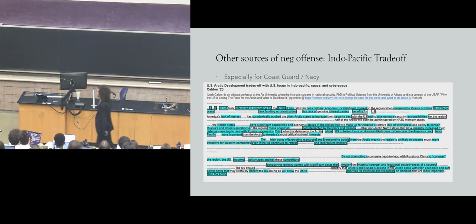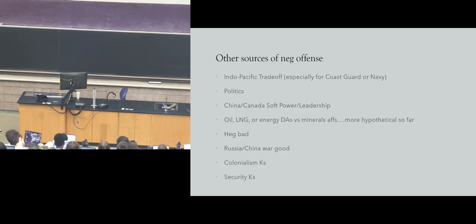You could say that there's Indo-Pacific trade-off. A common argument is that we basically would put way too many resources into the Arctic and not into China. And there's a bunch of generic things besides that. Obviously politics. You can say it trades off with other countries' leadership. Both Canada and soft power have been put out. Against minerals affs, these files really aren't out, but you could write oil DAs, and I bet you'll see that. And then, of course, you have generic impact turns and Ks, which sometimes have better or worse application.